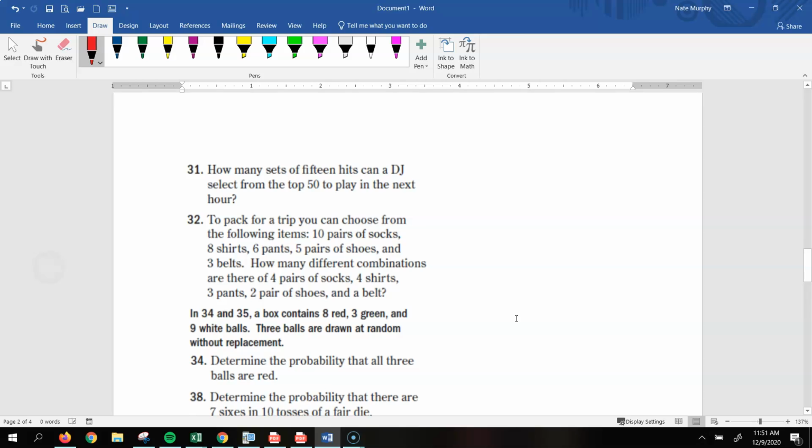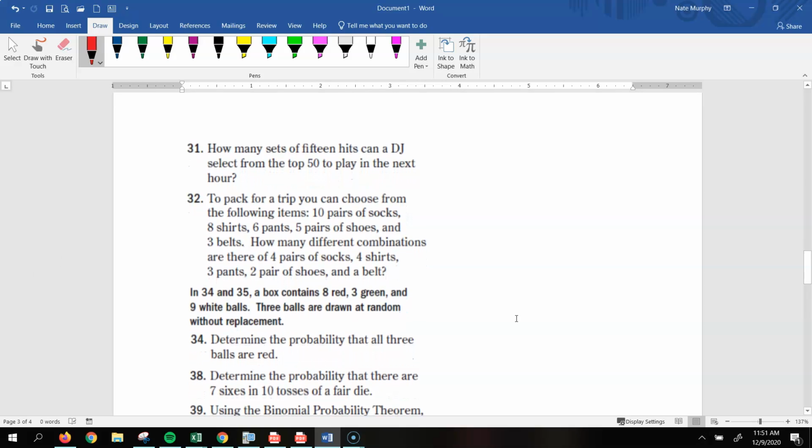All right, let's look at 31. How many sets of 15 hits can a DJ select from the top 50 to play in the next hour? So this one, I'm guessing that the reason why people ask about this one is the E on their calculator. So I'm just going to show you how you'd set this one up. So we'd have 50 choose 15.